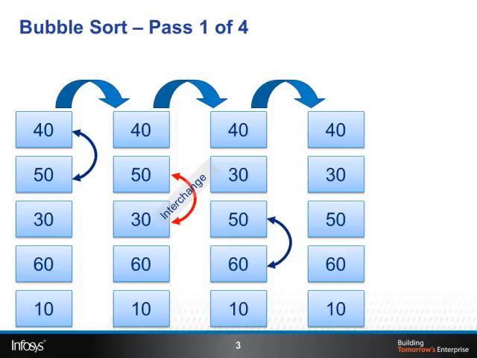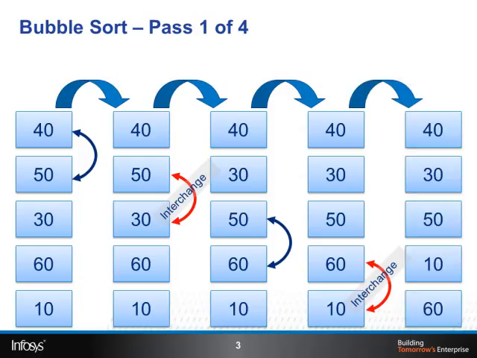Now, we start comparing the fourth element with the last element, which is the fifth element. The fourth element, which is 60, is greater than the fifth element, which is 10. We can see that the fourth and the fifth element are now not in the desired order, that is the ascending order, and hence they will have to be interchanged. Now, element 10 will come to position 4 in the data set, while element 60 will come to position 5.